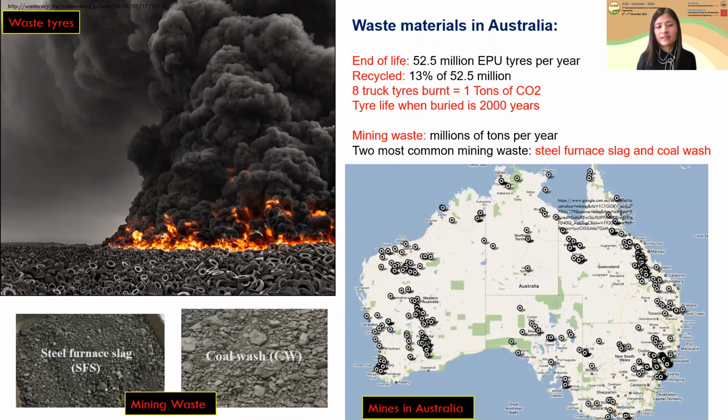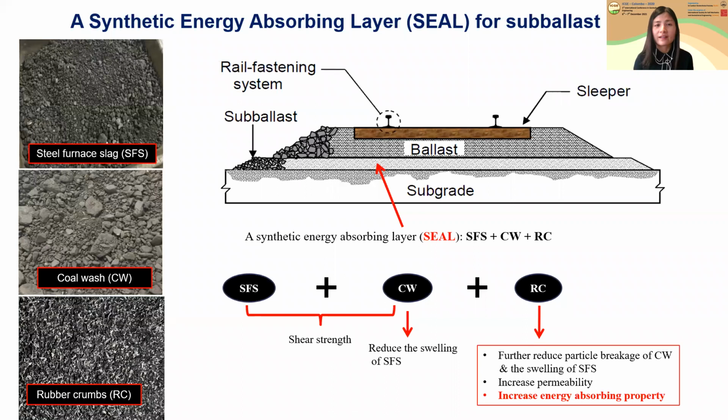Apart from waste tyres, Australia also has a big issue with mining waste. Every year, millions of tons of mining waste are generated, including steel slag and coal ash. So how do we deal with these waste materials? In my research, I developed a synthetic energy absorbing layer for rail ballast by mixing steel slag, coal ash, and rubber crumbs together. Here we call it a SEAL.